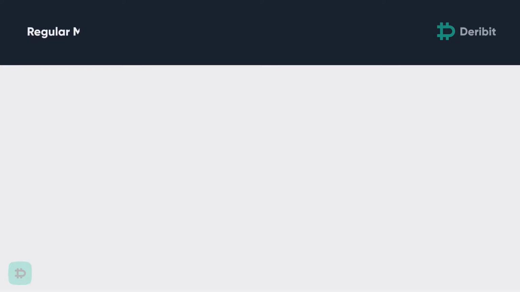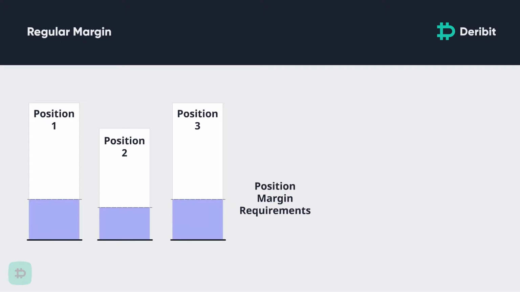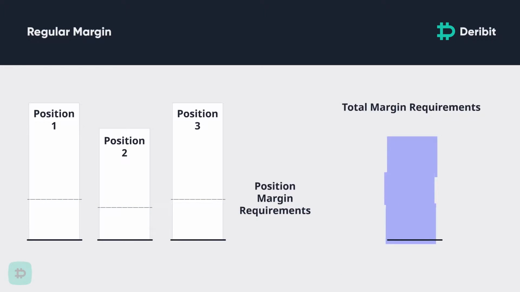First, let's have a quick recap of how a regular margin account works. On a regular margin account, each position has separately calculated margin requirements. If you have multiple positions, these are simply added together to give you the total margin requirement for the account. Please note, a regular margin account is the default in Deribit. If you haven't specifically requested portfolio margin, you will have a regular margin account.